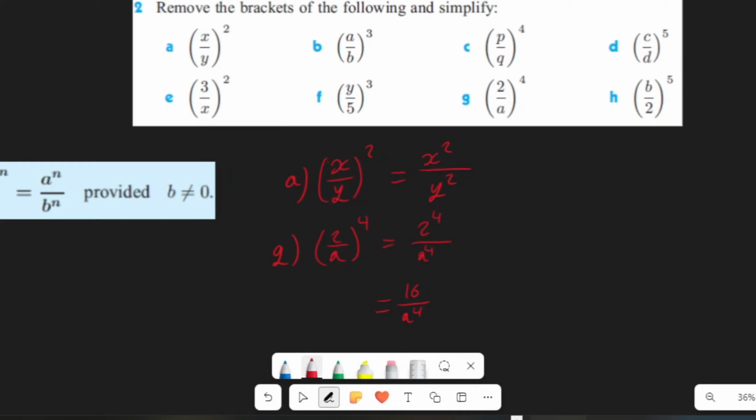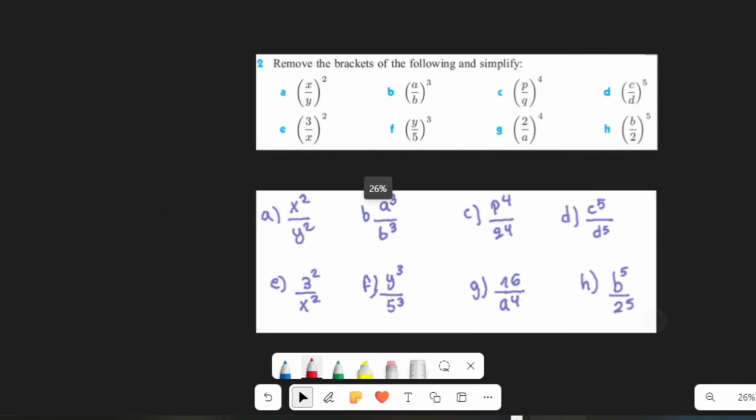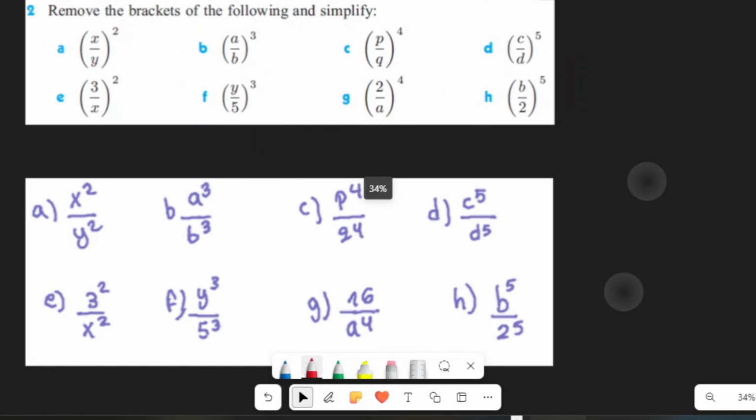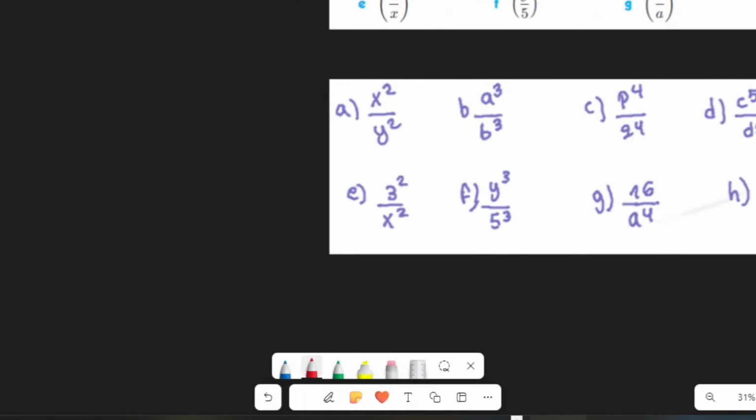I'm going to give you 3 seconds to solve, and then I'm going to show you the answers. 3, 2, 1. Here are the answers. Hopefully, you got them all right and you've understood the concept. And now let's move on to some a bit more challenging examples.